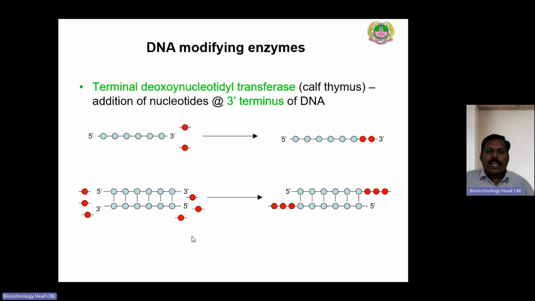The next DNA modifying enzyme is terminal deoxynucleotidyl transferase, isolated from the calf thymus source. As the name implies, it is a nucleotide transferase which acts upon the DNA, particularly at the 3' terminus. Here you can see the nucleotide bases can be added to the 3' end of the DNA by using the terminal deoxynucleotidyl transferase. So they typically add bases only to the 3' terminus.